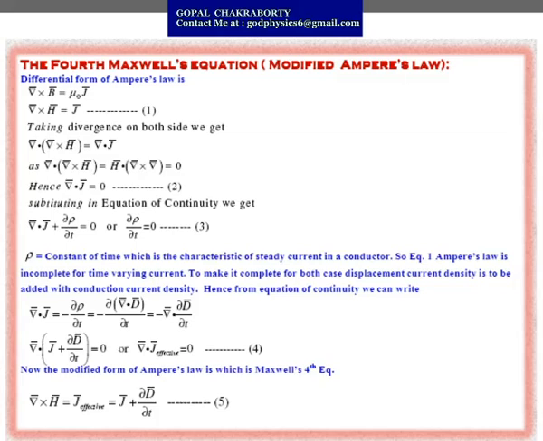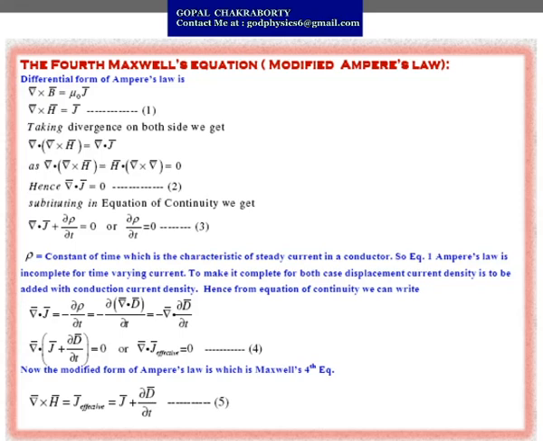Now as we know, the equation of continuity is del dot J plus del rho by del t equals 0. If we substitute del dot J equals 0, that gives us del rho by del t equals 0. So that means rho will be constant, constant in time, which is the characteristic of steady current in the conductor. So equation 1, Ampere's law, is incomplete for time varying current.